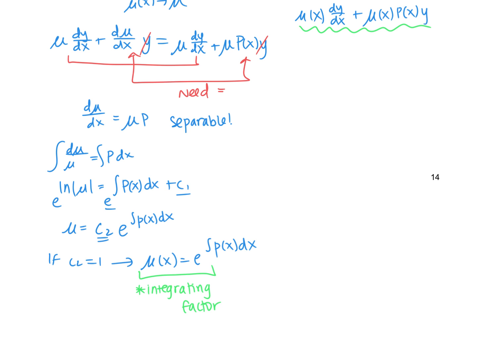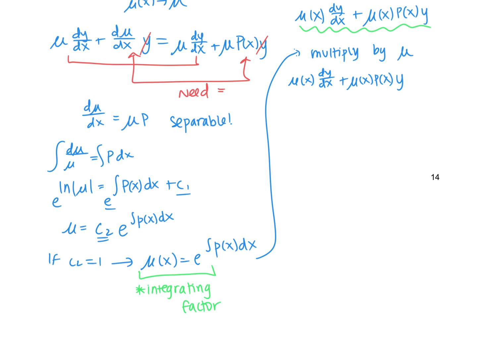So now that we have our integrating factor, let's see what it actually does to our equation. So remember, we said that we're going to multiply the equation by mu. So when we multiply our initial equation by mu, we get mu of x dy dx, add mu of x p of x times y is equal to mu of x times f of x.